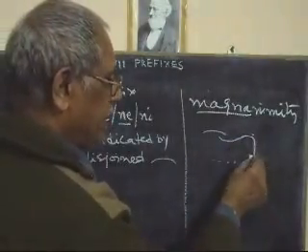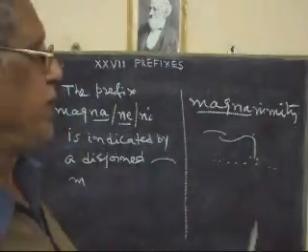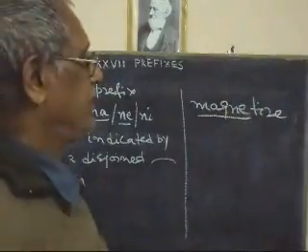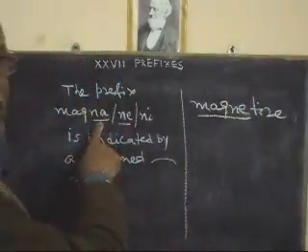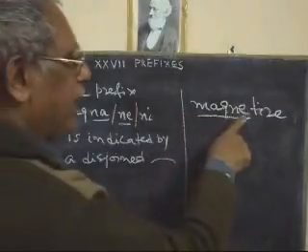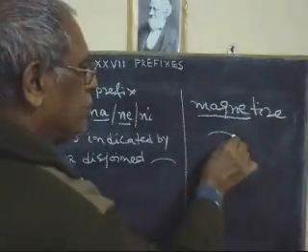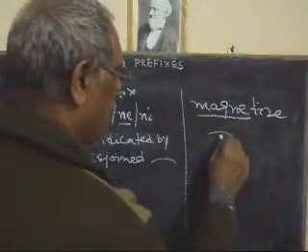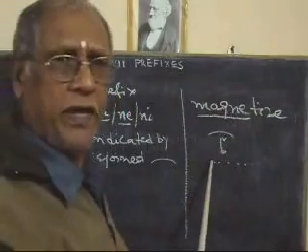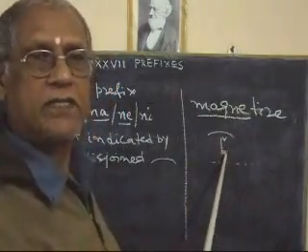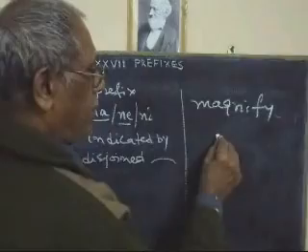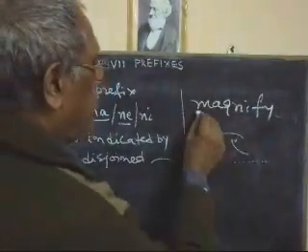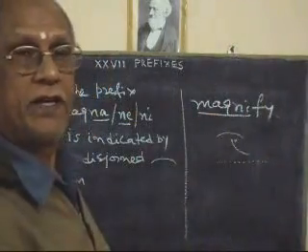N-E, M-E-T. Magnanimity. Magnetize. Magne. Isn't it? Magna, magne. Magnetize. So this M, magne. What is the remaining? Tize. Right like this. Very easy. Now this is magnetize. Magnify. Magni.